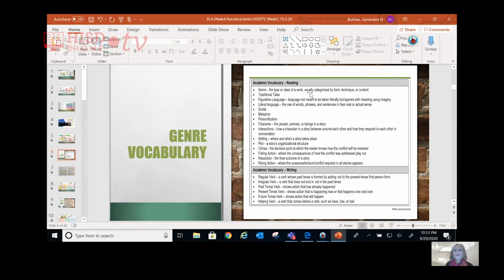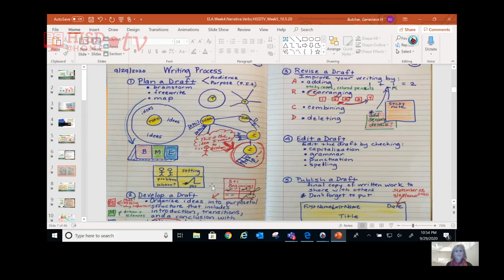Now, just for the genre vocab, we're going through things. We're talking about narrative literature, so we are imitating that as we write. So we're thinking story. Narrative tales, traditional tales, they have stories, they have characters, plot elements, setting, events, right? Some kind of problem. And then we're also working on our regular verbs, irregular verbs, past tense, present, future, and our helping verbs. So those are what we're looking for this time around.